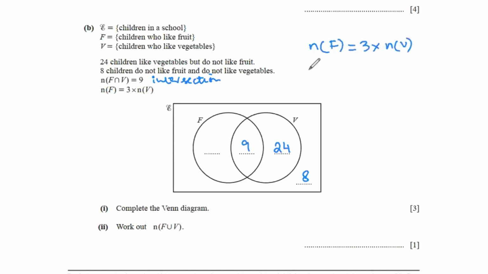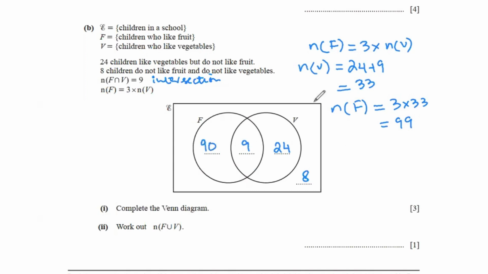So the number of fruits would be thrice of 33, which is 99. Since we already have a part of 99, that's 9 over here, this would be 90. So that's a complete Venn diagram.